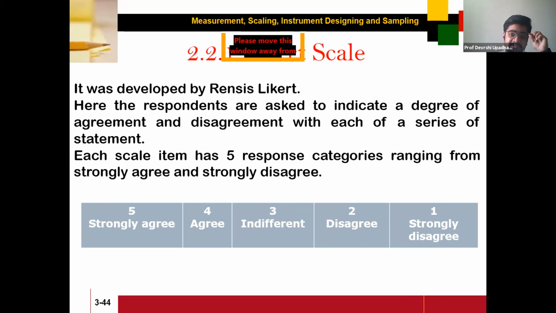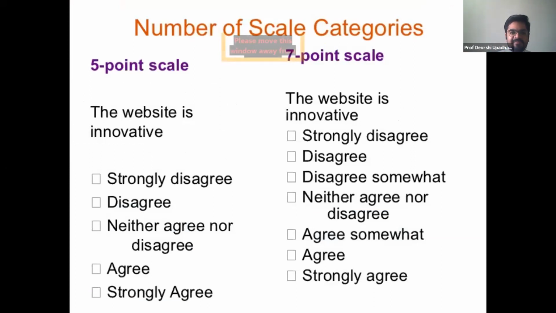So when you are framing a Likert scale question, make sure you know what strongly agree means, whether one or five, and what strongly disagree means. I have also given a 5-point scale and a 7-point scale. For example, the statement is that the website is innovative. The five options are strongly disagree, disagree, neither agree nor disagree, agree, and strongly agree. Ultimately, you are measuring whether you agree that the website is innovative or not.